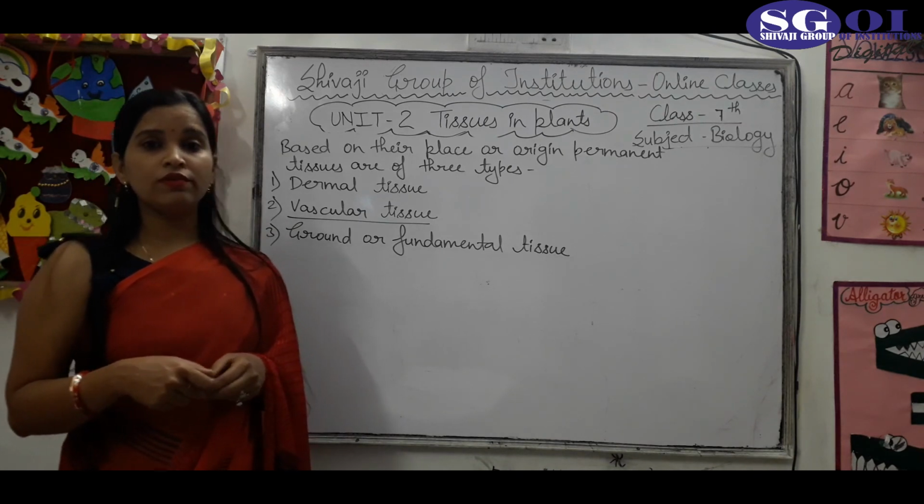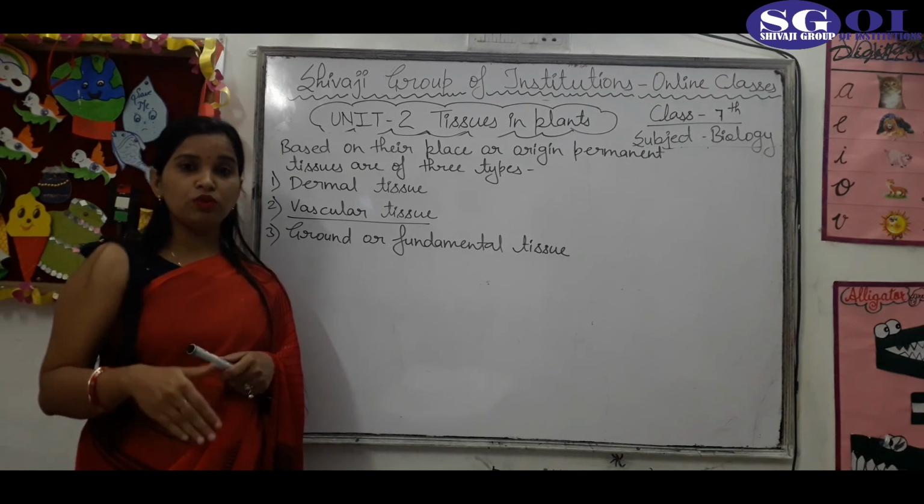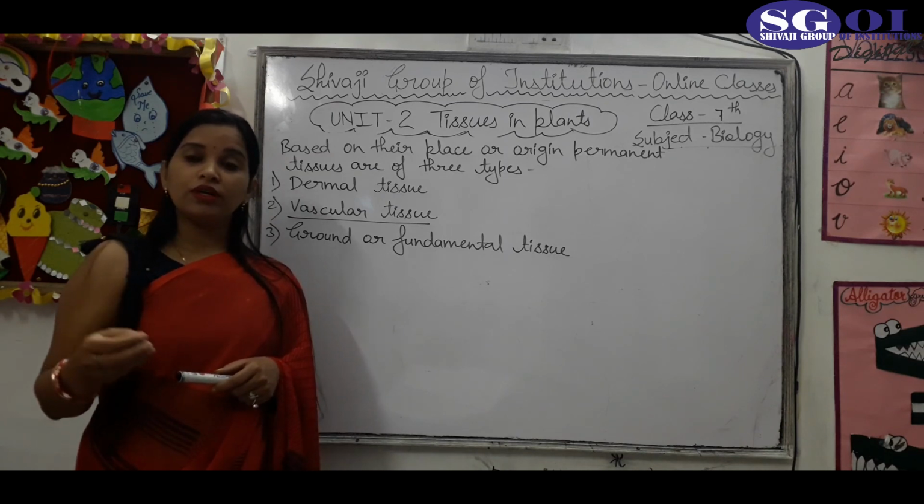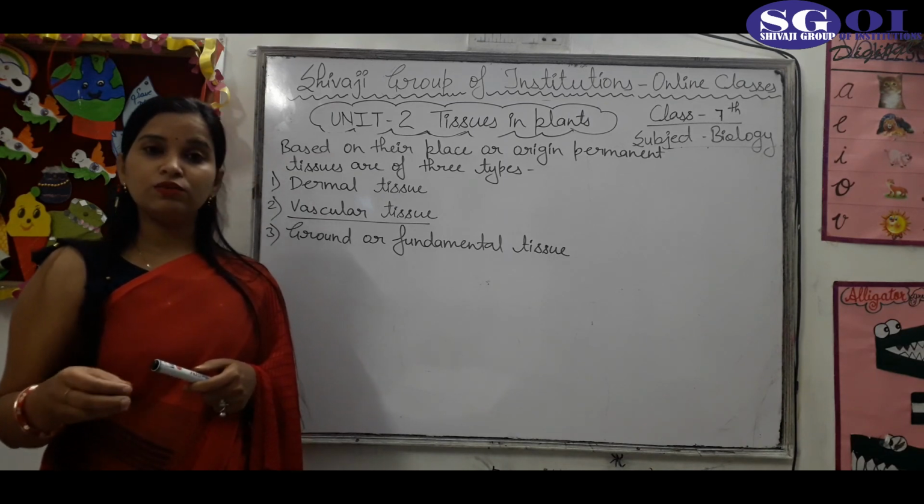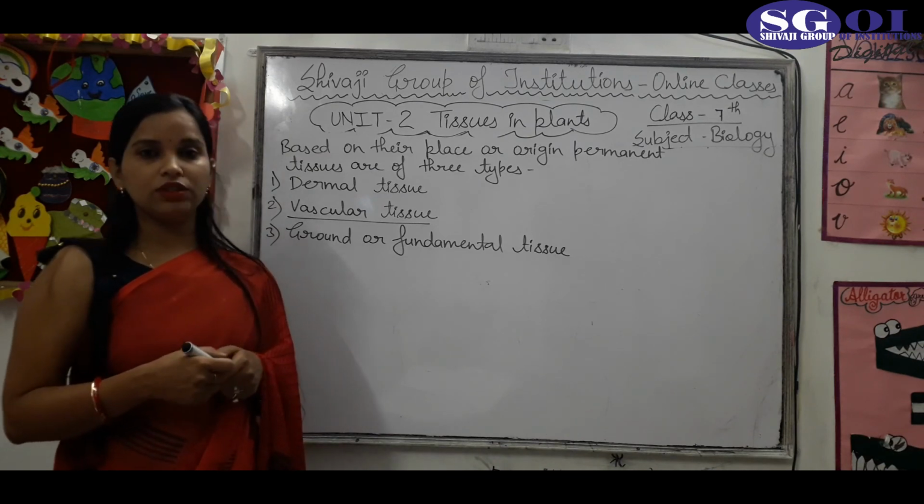And the main function of the vascular tissue or conductive tissue is to conduct the water and minerals from root to the other parts of the plant. And next is to conduct the food which is prepared in the leaves from the leaves to other parts of the plant. This is the function of the conductive tissue.